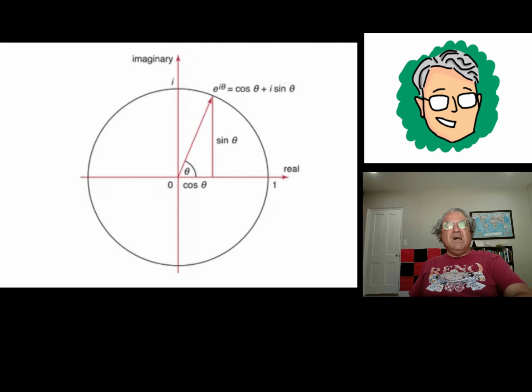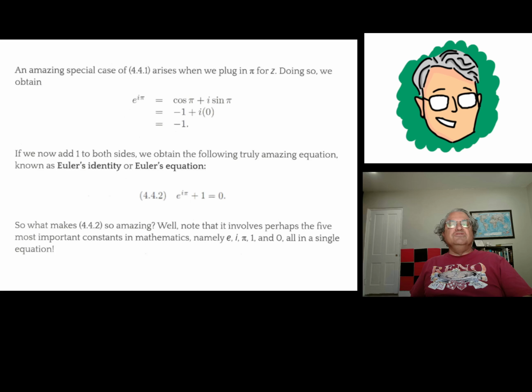So when you plug in pi radians, you get cosine pi plus i sine pi. But I just said cosine of pi is -1, and sine pi is 0, so that's going to give you -1 plus 0i, or just -1. So you get e to the i pi equals -1. But the way this is usually written is you add 1 to both sides, and you write e to the i pi plus 1 equals 0. And this is just a special case of Euler's formula.